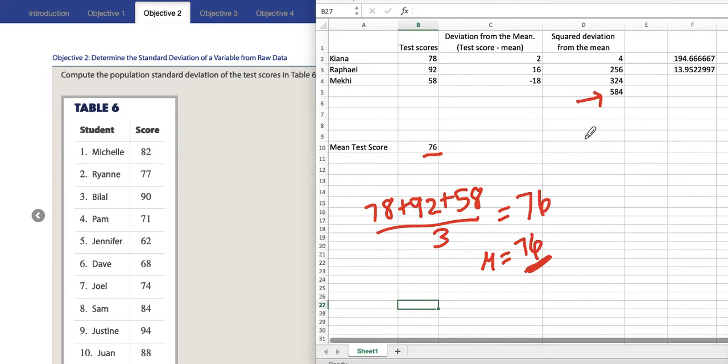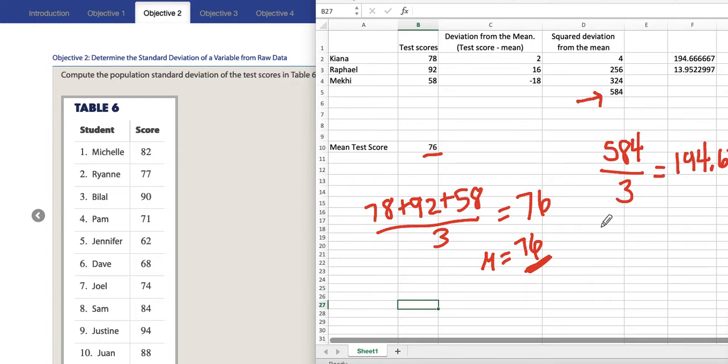Now we have the sum of all these numbers, and we take that and divide by the number of test scores, or how many data points there are. There are 3 here, and then I came up with 194.6 repeating, and I could round it to 194.67. I think that went off the screen a little bit. So that is what we call our variance.